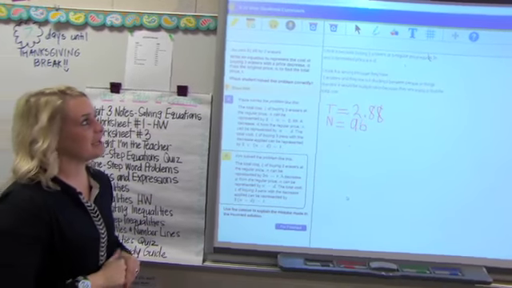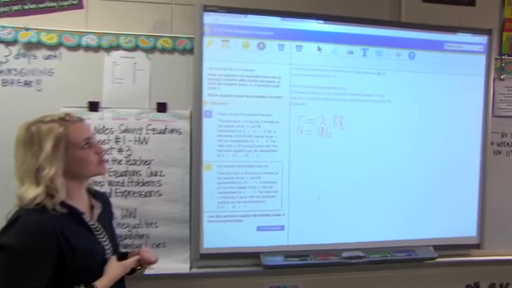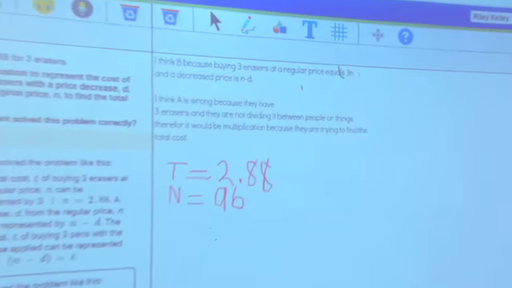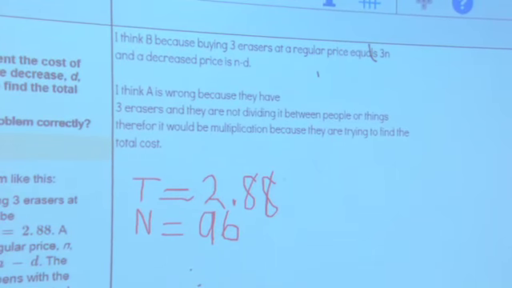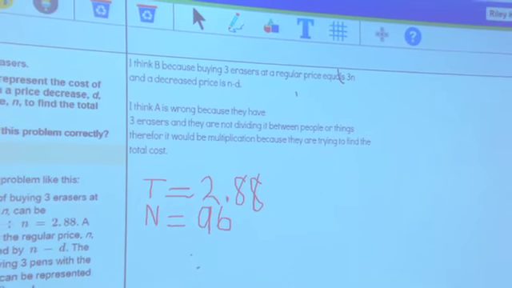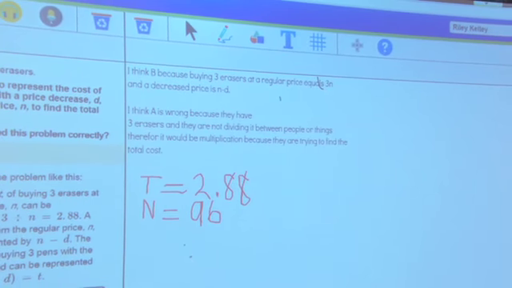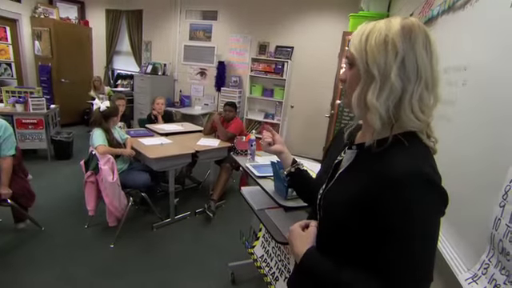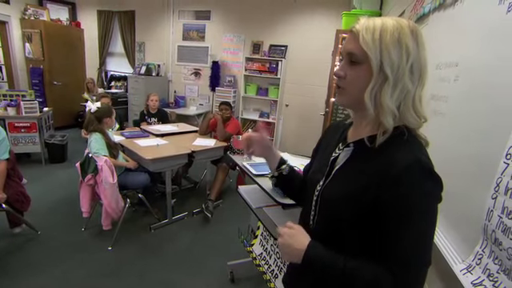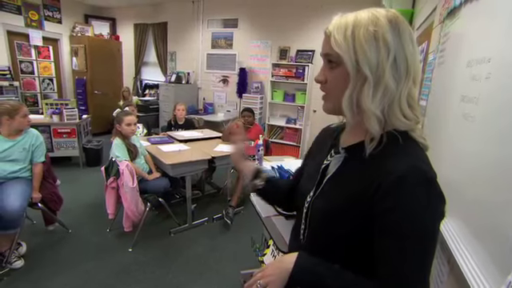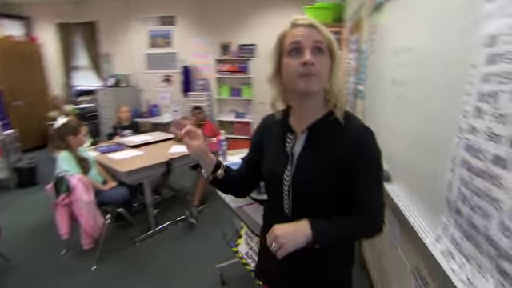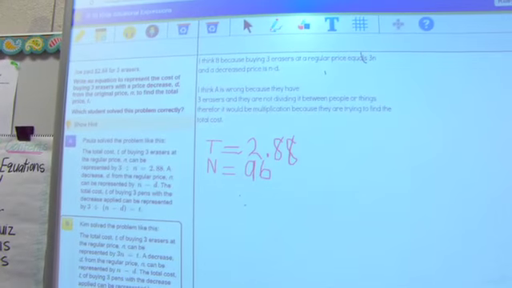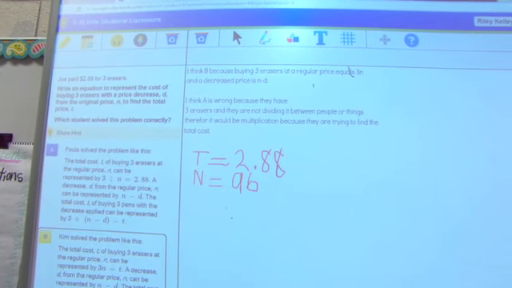This says, I think B because buying 3 erasers at a regular price equals 3N. Okay, that's good. And a decreased price is N minus D. So how did we know that a decreased price was N minus D? Zach? Because it decreased, so you need to subtract. Very good. Decrease means subtract. So that's good what they have so far. It says 3N represents 3 times the original price, but we have to decrease, which is N minus D.